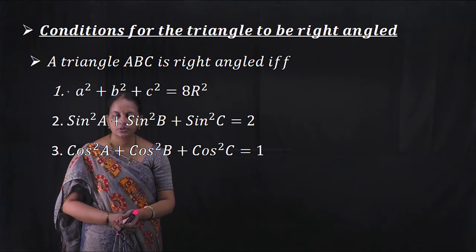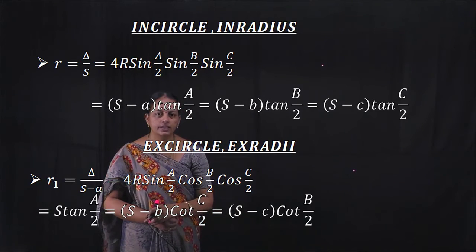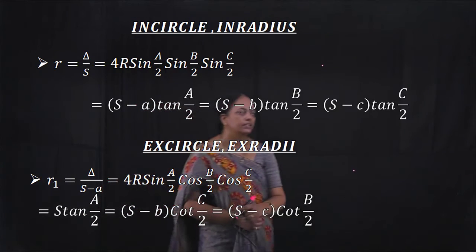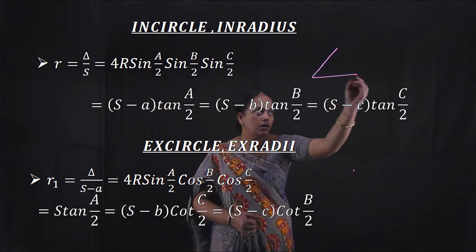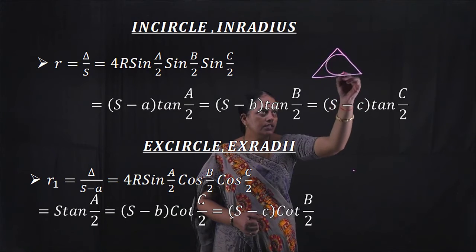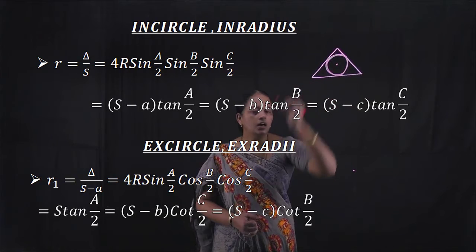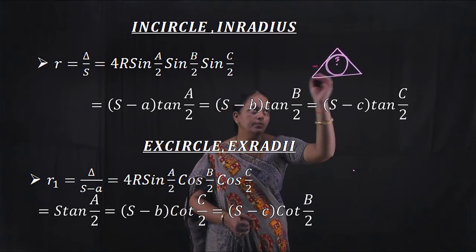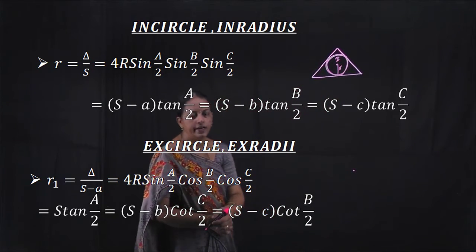We derived these conditions. Next, we are going to discuss incircle and inradius. What is incircle? The circle that touches the three sides of a triangle internally is called incircle, and the center of this circle is incenter denoted by I, and the radius of this circle is called inradius denoted by small r.